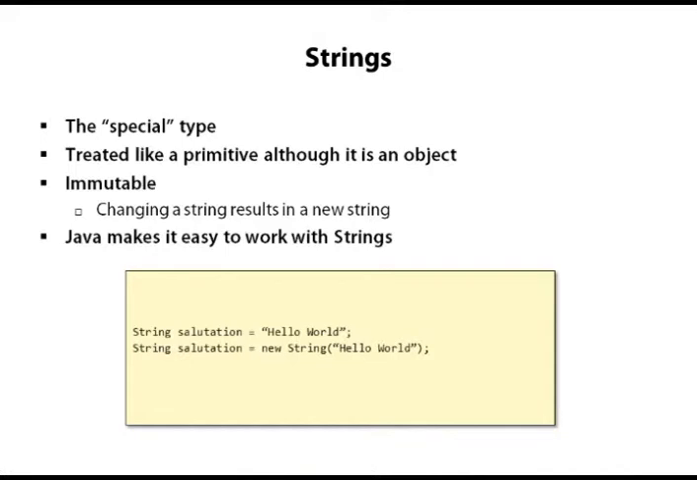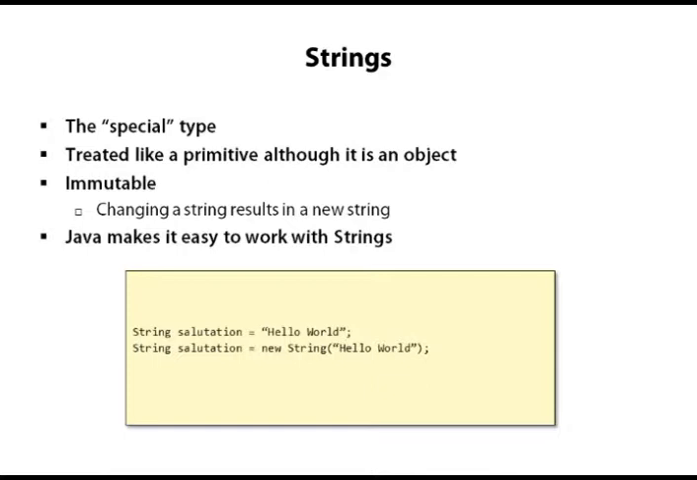A special type in Java is a string. A string is a special type because it is treated like a primitive even though it is actually an object. And it's really not important as far as how that works. What this really means is that you can use this anywhere that you can use a primitive type. It acts like a primitive type. It can be just assigned without using the new syntax, which we'll cover a little bit later when we get into classes.